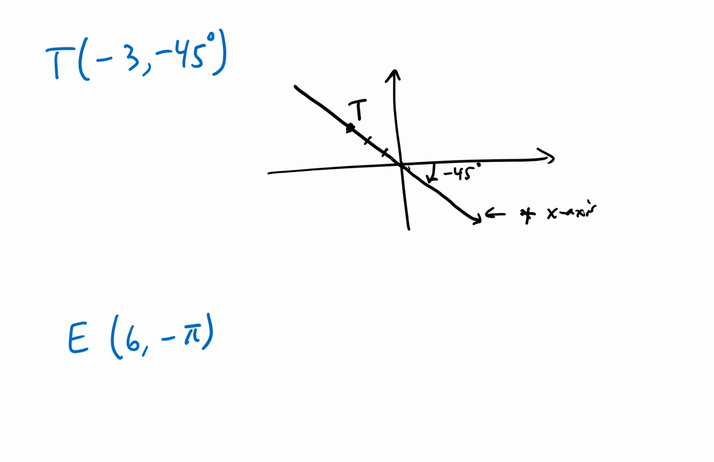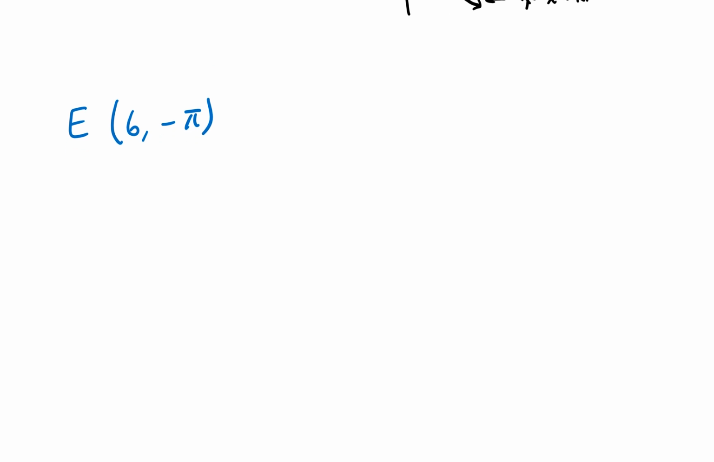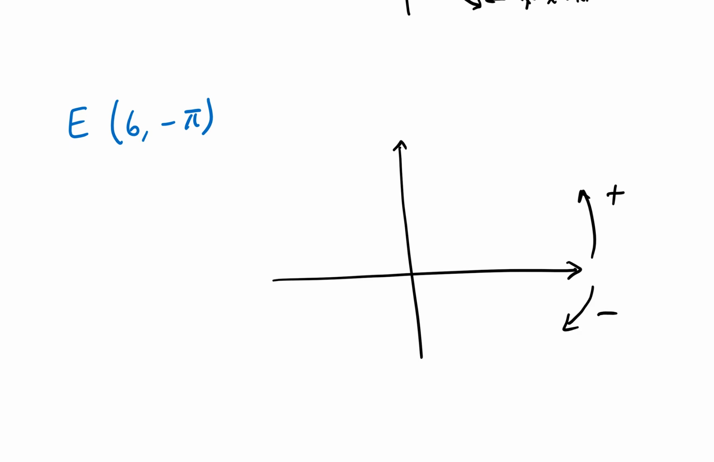Try to graph this one, E: 6, comma, negative pi. First, we start with the angle negative pi. Remember, that's always the positive direction, that's negative. So negative pi, that's here. And now this is my new positive x-axis. And then 6, so you're going to go 1, 2, 3, 4, 5, 6.